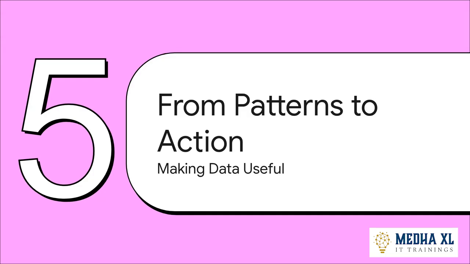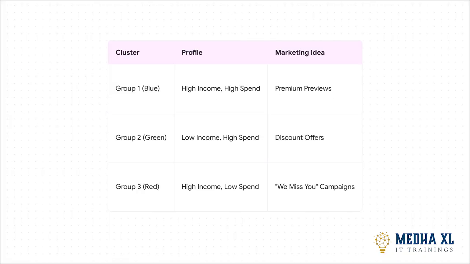Now, this is where it gets really interesting, because finding the patterns is actually just the first step. The real power comes when you turn these kind of abstract groups into a real actionable strategy. We can actually give each of these clusters a personality now. So that blue group, for instance, it turns out there are customers with high incomes who also spend a ton. These are your VIPs. So you could send them exclusive previews of new premium products. The green group, they have lower incomes, but they still love to shop. They're price sensitive. So let's target them with some special discount offers.